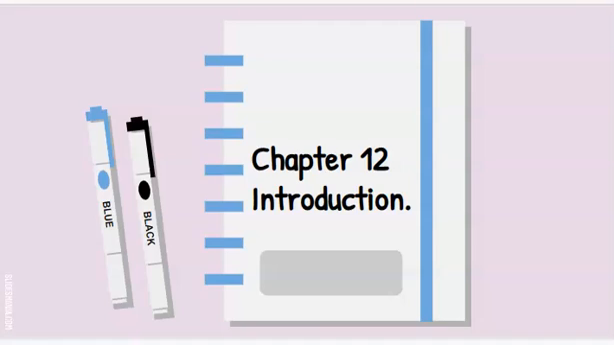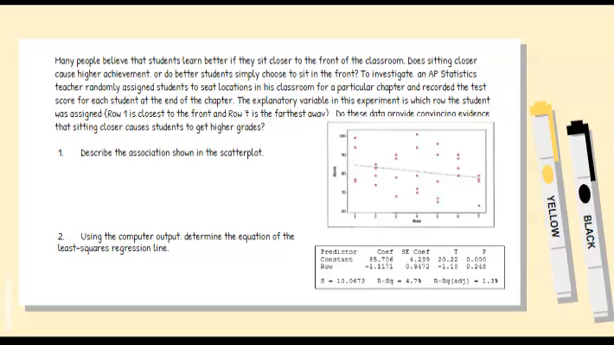Alright, let's do an introduction to Chapter 12. Many people believe that students learn better if they sit closer to the front of the classroom. Does sitting closer cause higher achievement, or do better students simply choose to sit in the front? To investigate, an AP Stats teacher randomly assigned students to seat locations in his classroom for a particular chapter, and recorded the test score for each student at the end of the chapter.